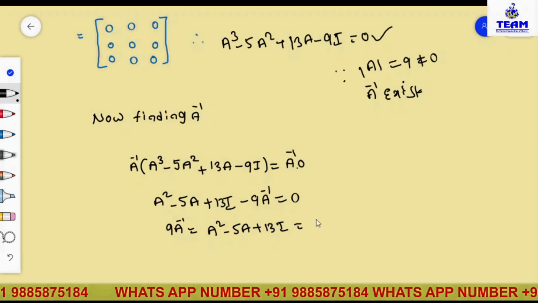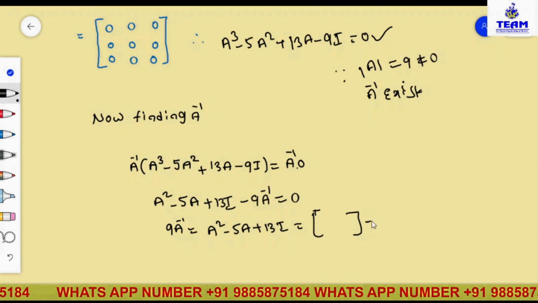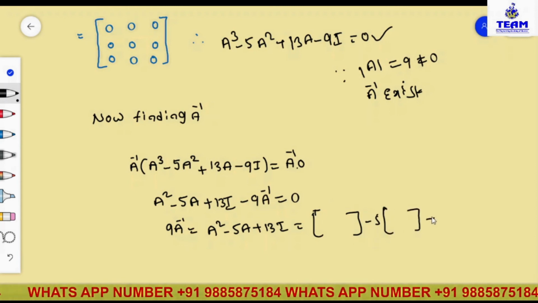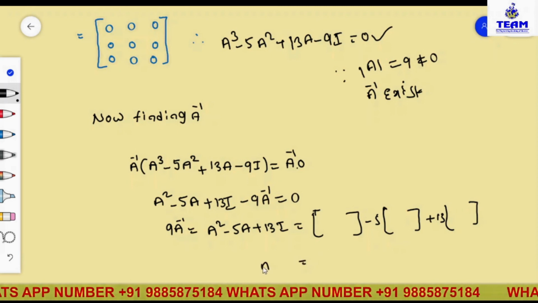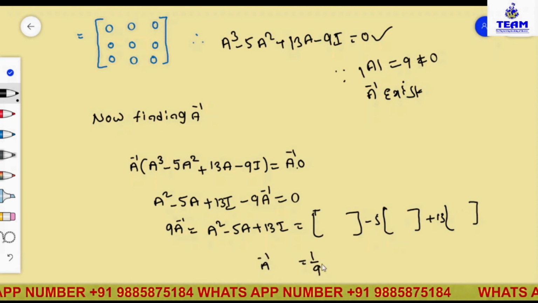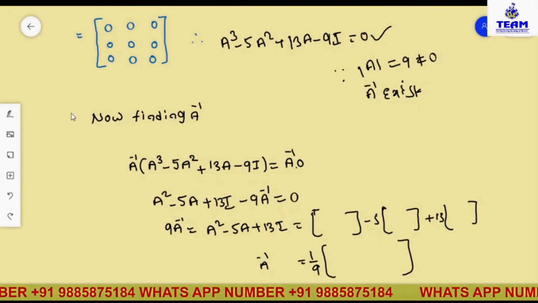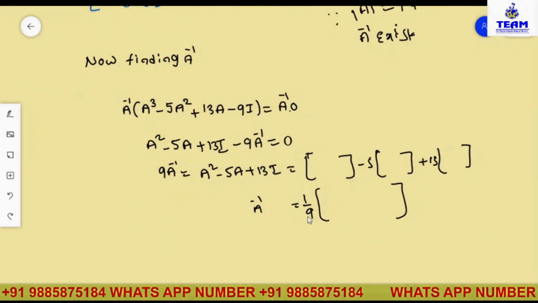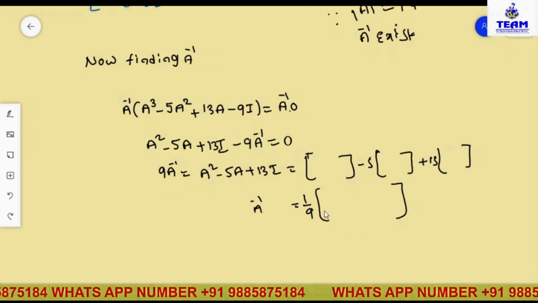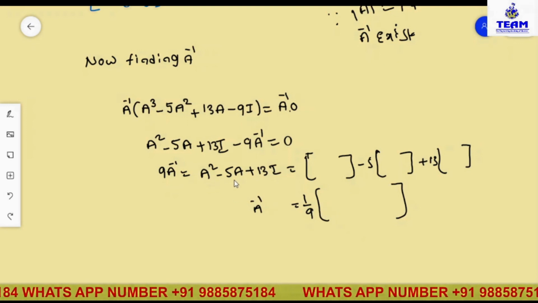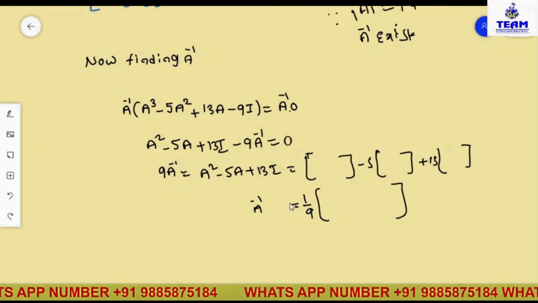So friends, here what you have to do is write down A square. Already you have it on the previous page. A square value minus 5 times A, plus 13 times the identity matrix, also write down. Later, A inverse is equal to 1 by 9 times this bracket. Now you have to evaluate this bracket. How you can evaluate: A square minus 5A plus 13I, if given, then you will get this value. Otherwise you have another method also.